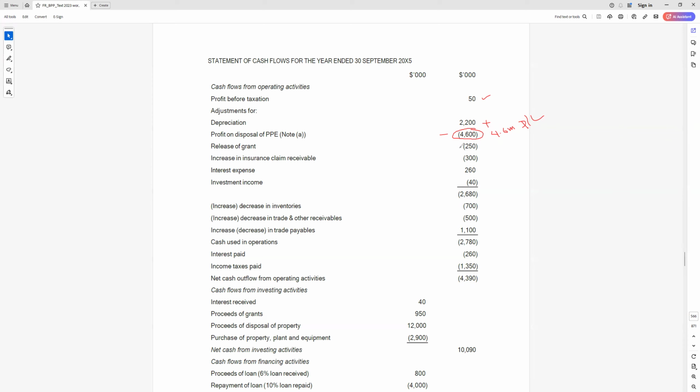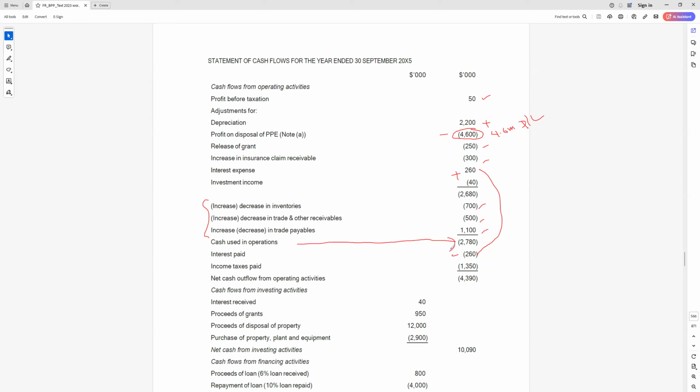So we minus it, and release of grant, then insurance, then interest expense. We added it back because we always do it twice. So interest expense, first we added back and after that we paid. Okay, so this is the information we have, and after that we have working capital changes. So increase, decrease, and cash used in the operation.